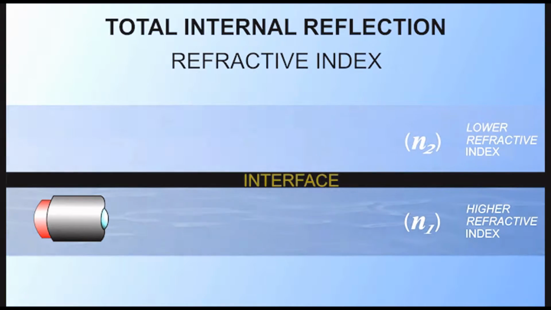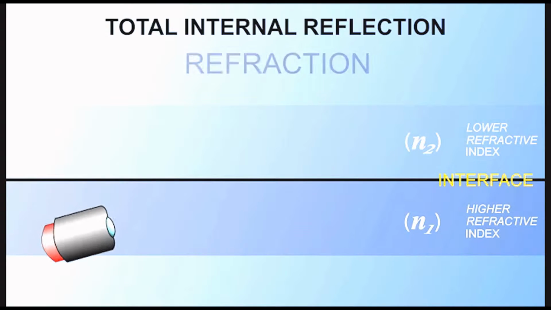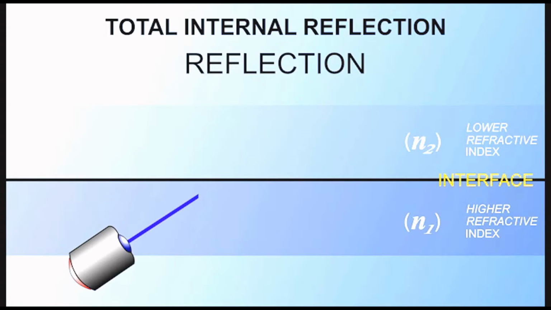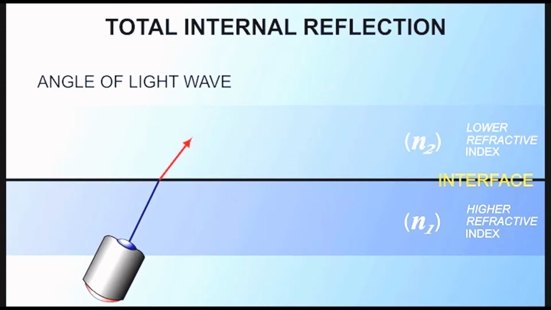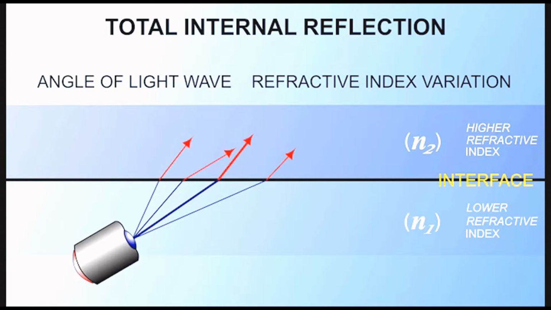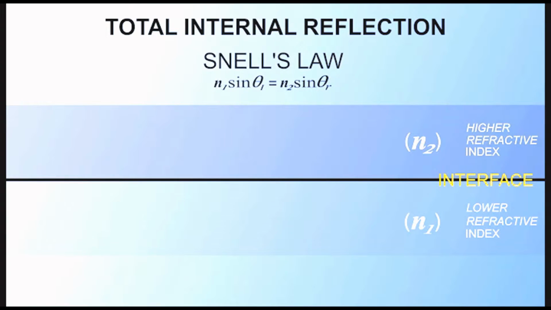The boundary or interface between two mediums is where the refraction and reflection occur. Refraction is the bending of the light wave as it passes from one medium to the next. If the second medium prevents light from passing through the interface, reflection occurs. Two factors must be considered when determining the degree of refraction or reflection: the angle at which the light wave strikes the interface, and the refractive index of one medium in relation to the other. Snell's law is used to determine the amount of refraction that will occur between two mediums.